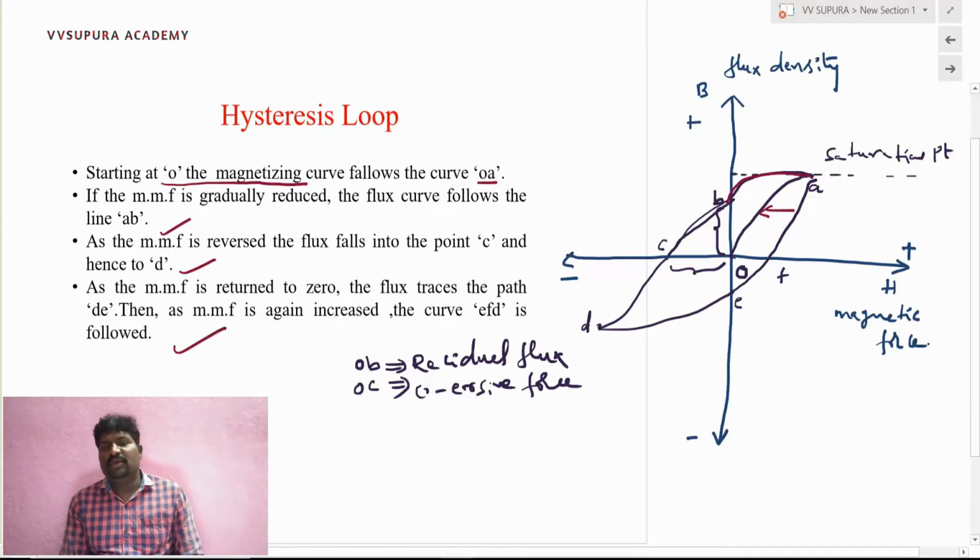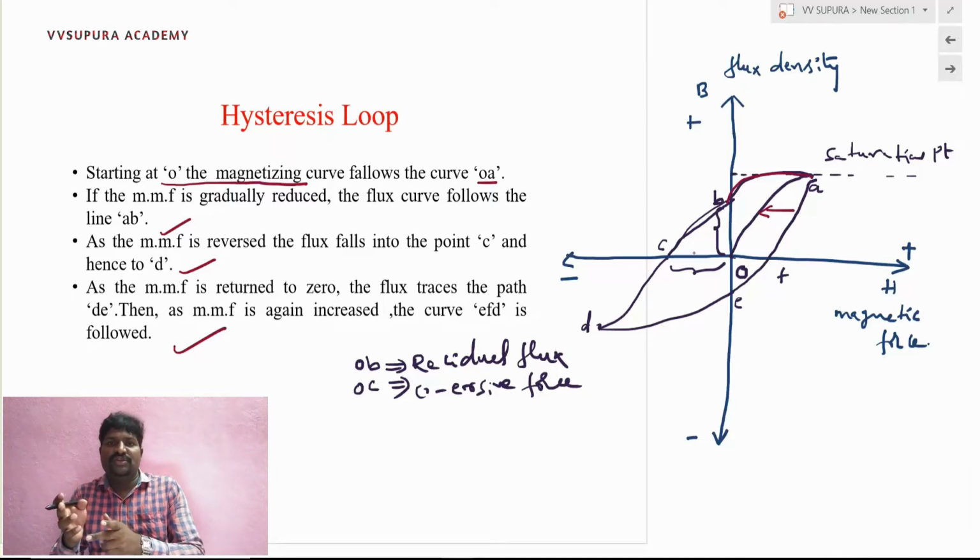This loop may be different for different materials. The area of this loop indicates the hysteresis losses. If the area is very large, that means in one cycle it increases to saturation, again becomes 0, and again goes to the same point. That is called one closed loop or one closed cycle. This area is the indication of hysteresis losses.